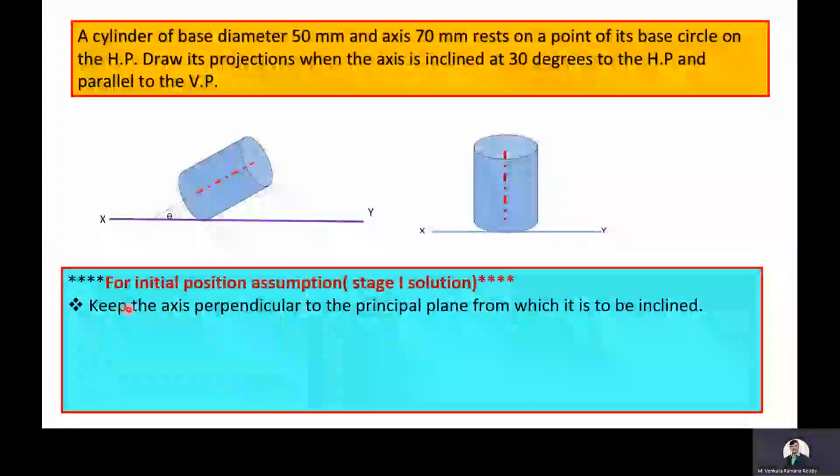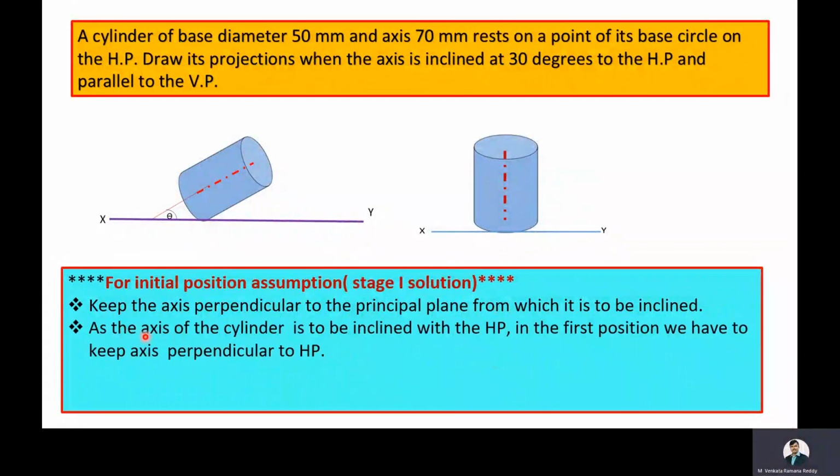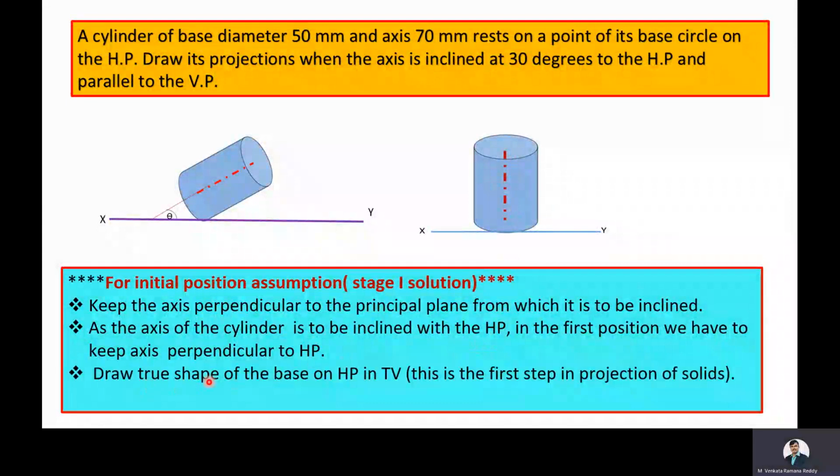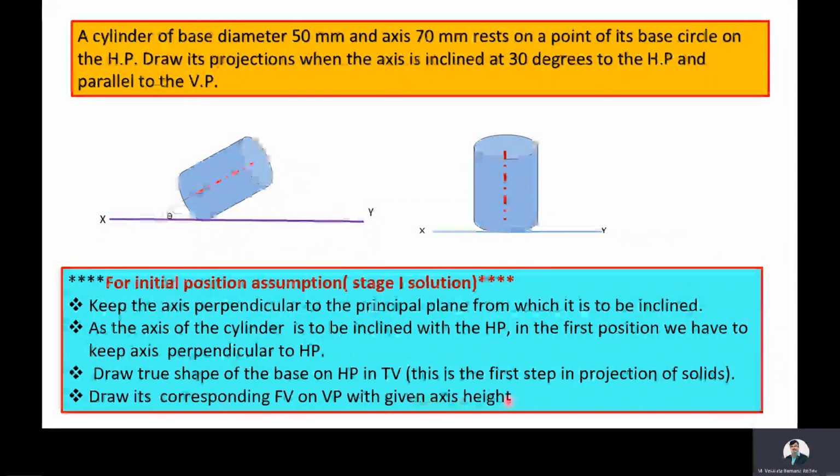That is, keep the axis perpendicular to the principal plane from which it is inclined. Here, the cylinder's axis is inclined to HP. So, in the first position, we have to keep the axis of the cylinder perpendicular to the HP. Draw true shape of the base on HP in top view, because this is the first step in projection of solids. Draw its corresponding front view on vertical plane with the given axis height.